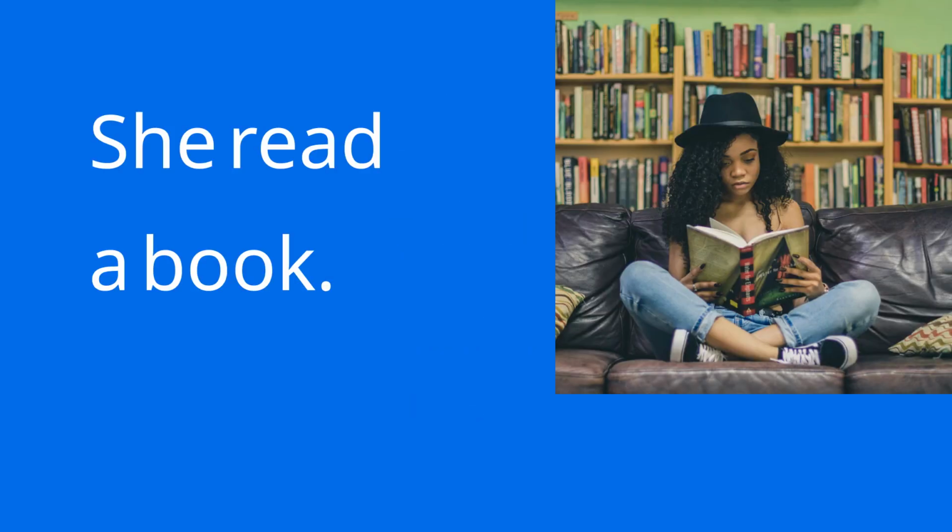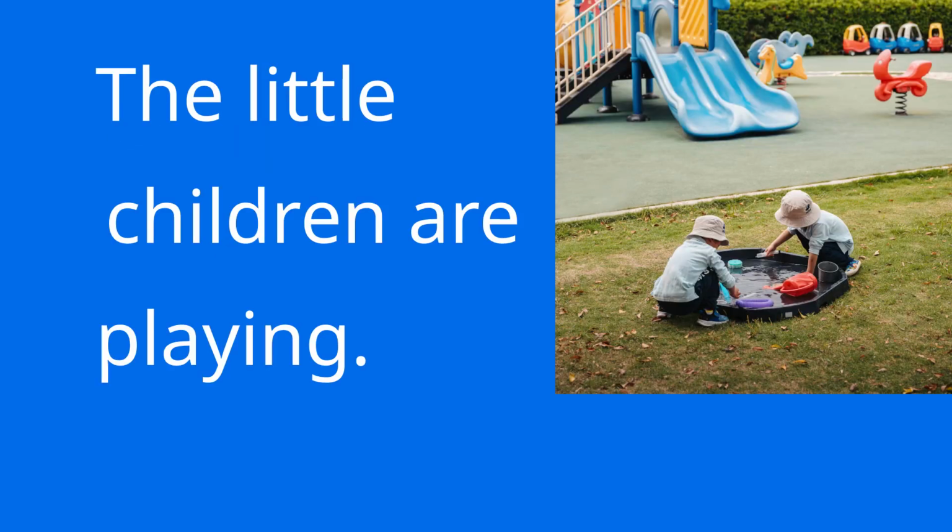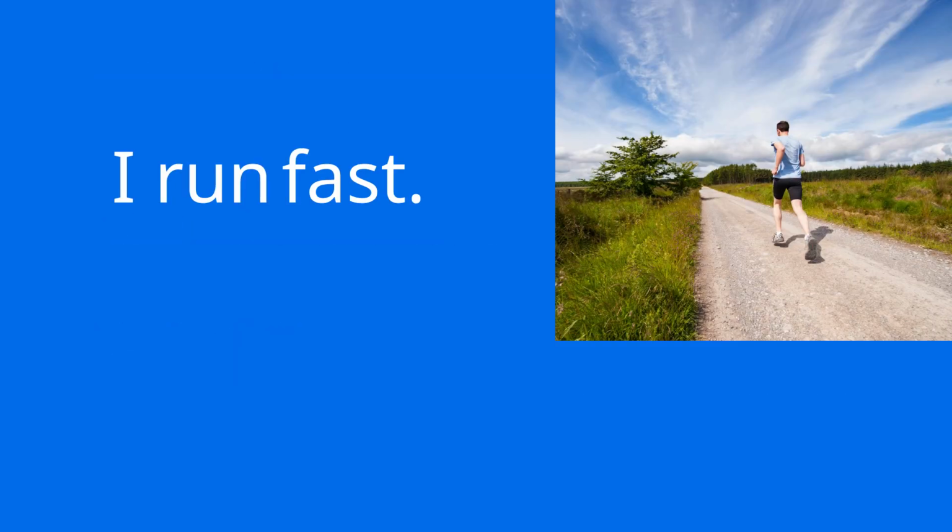Here is another example of action. She read a book. Who? She. Action, read. What? A book. We can also add more information to describe who, action, what, and where. For example, the little children are playing. Now we have a who, children, plus a description, little. Example, I run fast. Now we have an action, run, plus a description, fast.